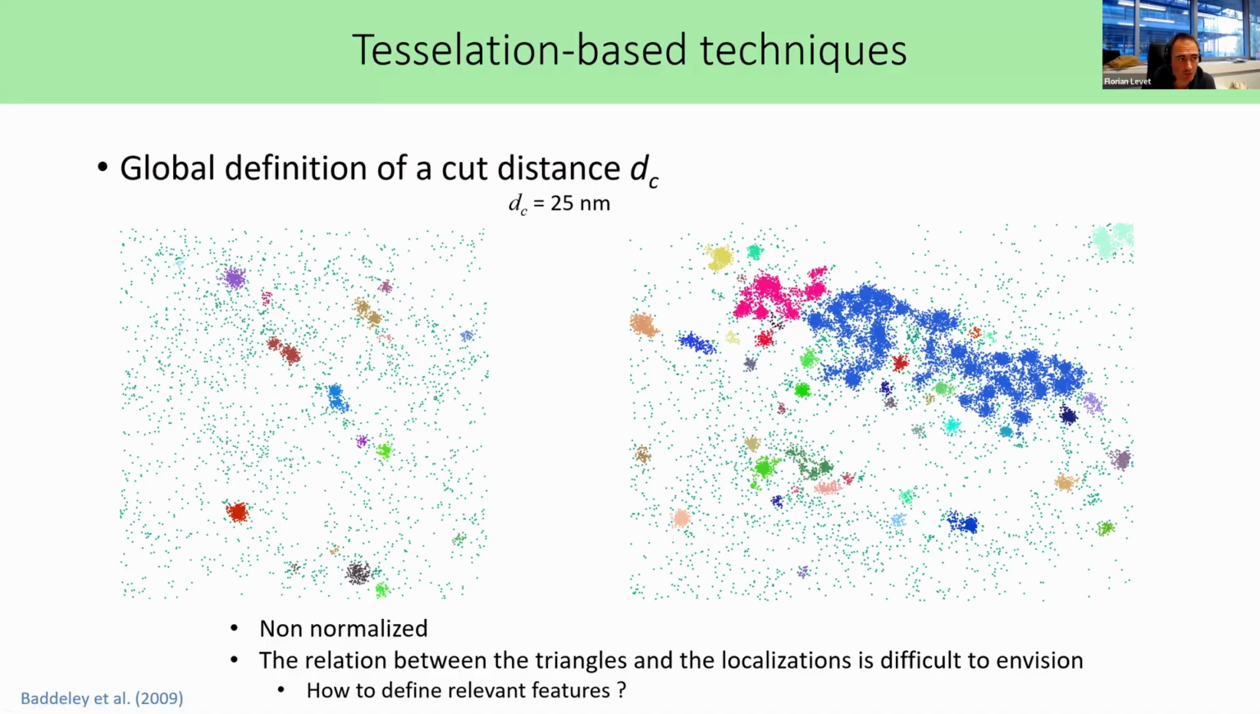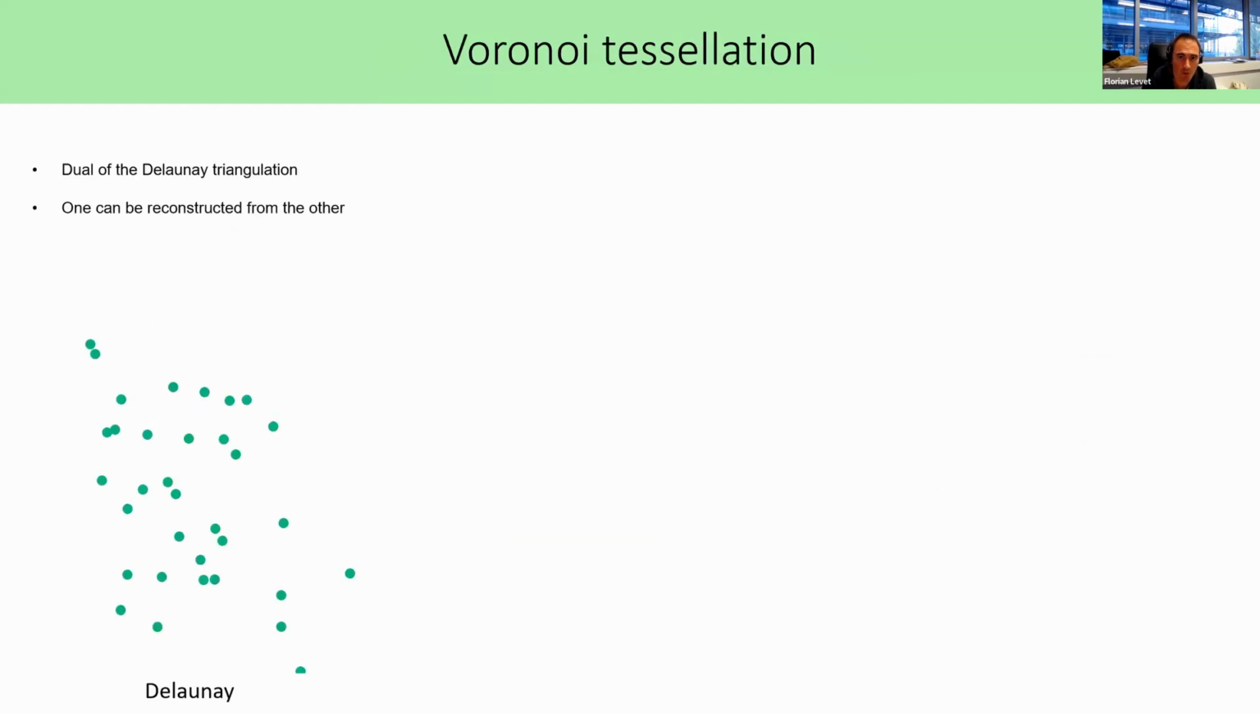So how could you use the triangle in order to define and to add relevant features to the localization? This is difficult because one triangle connects three localizations, and one localization is connected to a lot of triangles. And because of that, we decided to use the Voronoi tessellation, which is a dual of the Delaunay triangulation, meaning that one can be reconstructed from the other.